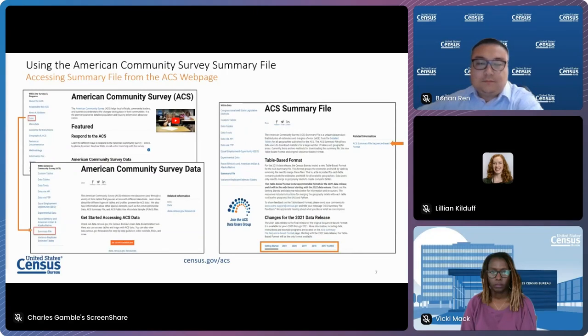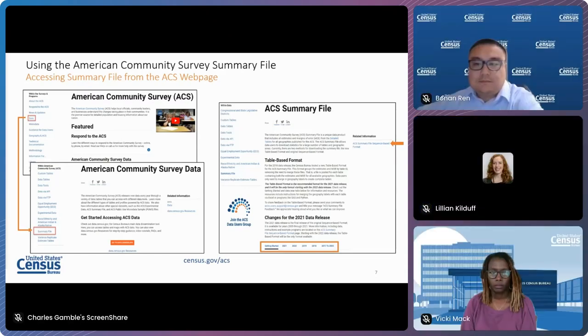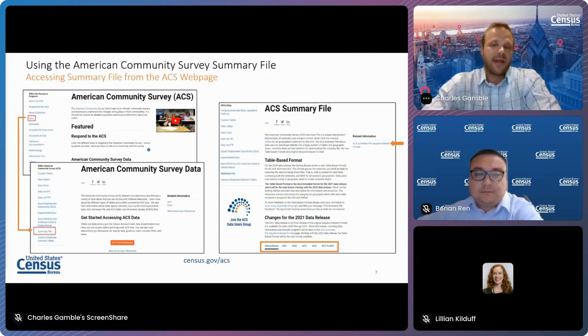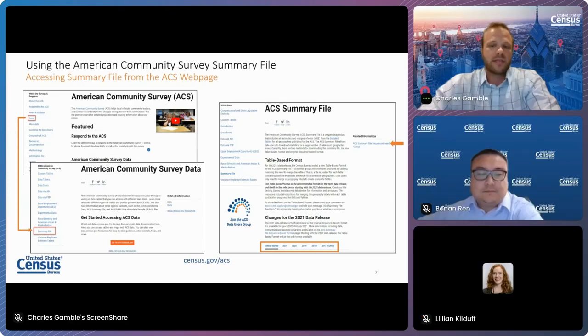Now to access the summary file from the ACS home webpage, you want to first visit census.gov/ACS, then access the ACS data page from the left-hand navigation, selecting the data tab, as you can see here on the screen. From the data page, you can then select the summary file link on the left-hand navigation as well. And then once you're on the ACS summary file page, you'll be presented with the new table-based format.